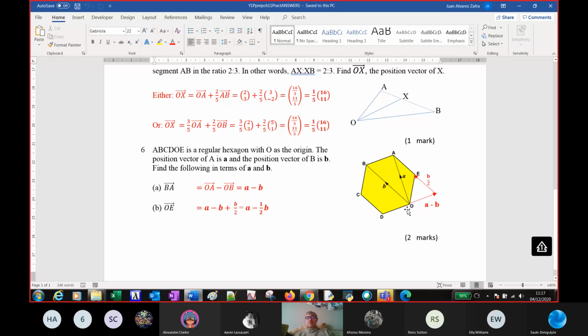Another way of doing this is if you imagine the hexagon split up into 6 triangles, and we want to go from O to E, that's the same as going from the center to A, and going from the center to A is the same as taking a half of OB to get to the center. And if we want to go back from the center to O, we take minus a half b, and then from O to A, plus a. So from the center to A, we travel minus a half b back to the origin, and then plus a to get to A. And so either way, we get a minus a half b.